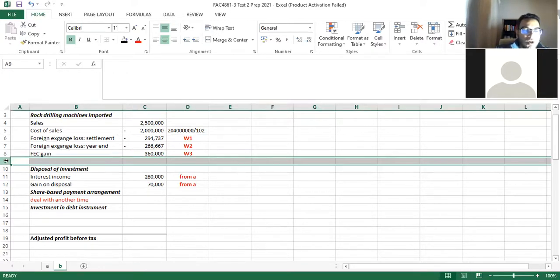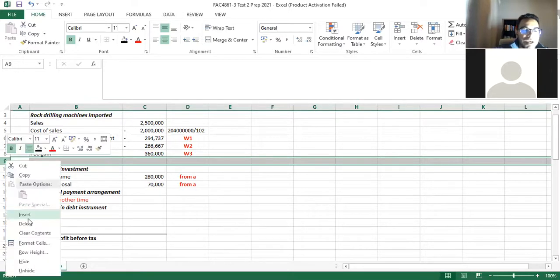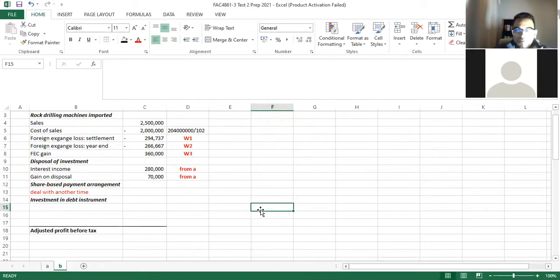So that is all from the drilling machines. The drilling machines had foreign currency. It had 3 types of foreign currency. It had foreign currency at initial recognition, at settlement date, and at year end. Then it also included an FEC, a forward exchange contract. Okay, so there were those 4 aspects.